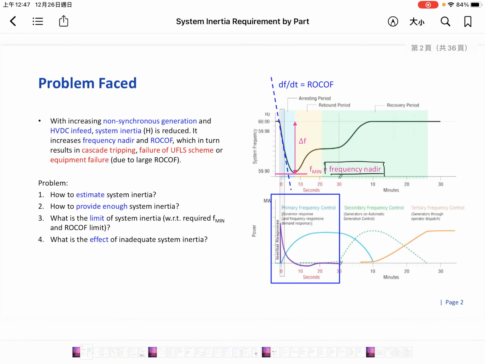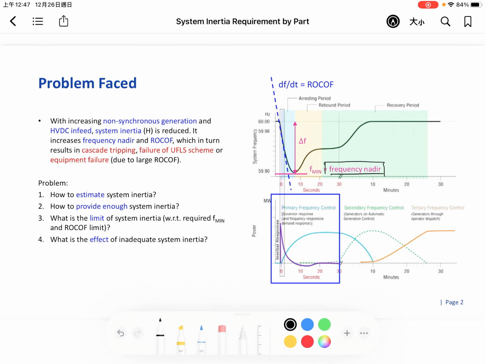So with the increasingly many non-synchronous generation, which is PV and wind, and HVDC, system inertia is reduced. So, what is system inertia? System inertia is actually the generator KE. Just think about the moment of inertia that we have learned in university. When there is a rotating mass, the system KE or system inertia is equal to half J omega square.